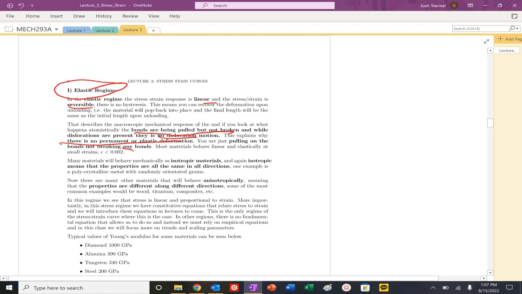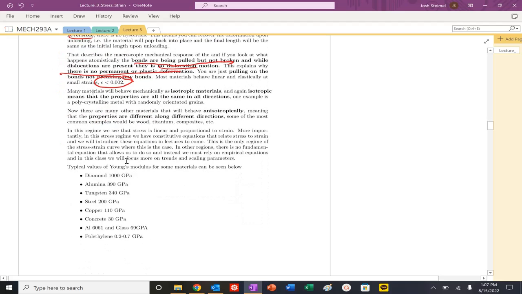Most materials will behave linearly at strain smaller than 0.002. That's a good value to kind of remember. Some of these values that we're going to kind of talk about here are good to remember.